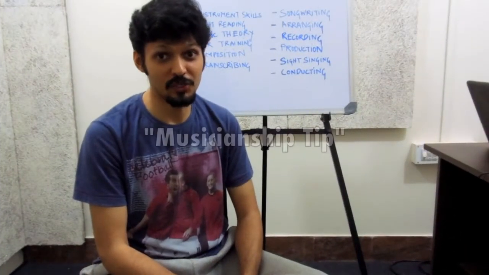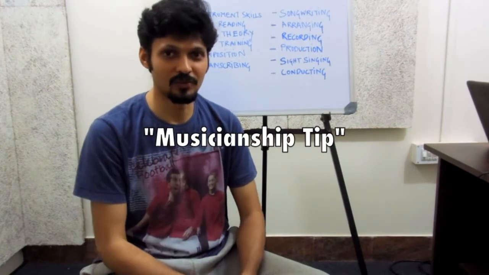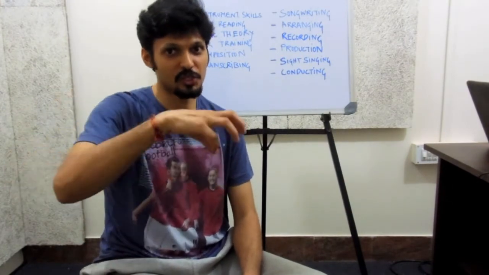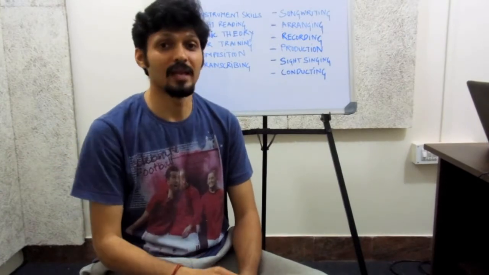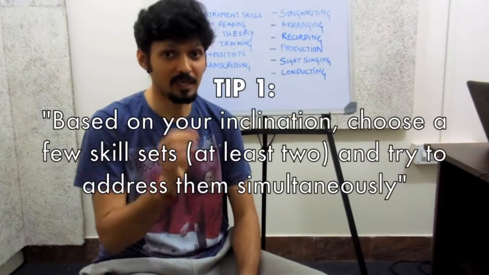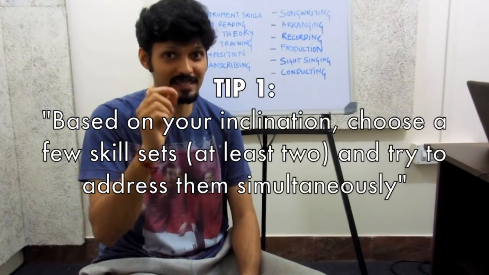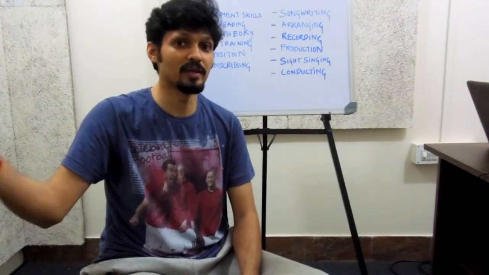Finally, we come to the musicianship tip of this edition. So here it goes. Based on your inclination, choose a few areas of musicianship skills, at least two, and try to address them simultaneously. The keyword here is addressing simultaneously, instead of trying to perfect one skill set at a time and only then moving to the next.